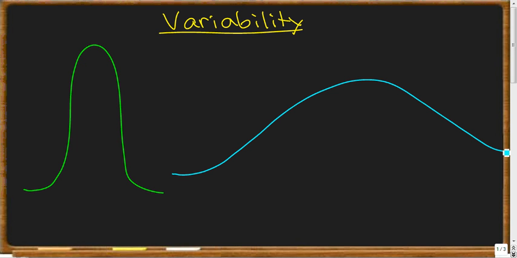That's the way that you can picture it. The data is very spread out if you have high variability, and data is very centrally located if you have low. Okay, so keep that picture in mind.